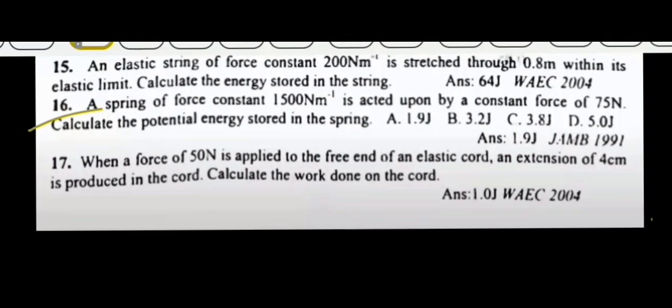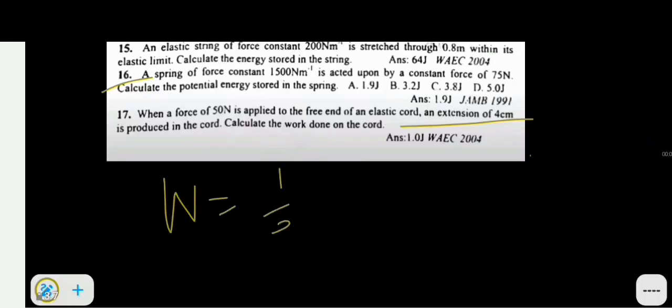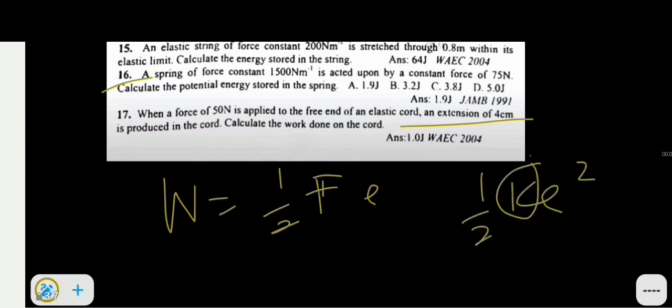For number 17, we are told that when a force of 50 Newton is applied to the free end of an elastic cord, an extension of 4 cm is produced in the cord. We have to find the work done. We know that the work done is half Fe. That's the formula for work done. There's another formula, half Ke squared, if you are given the force constant, but I don't think we are going to be using this formula here. So let's find the extension.